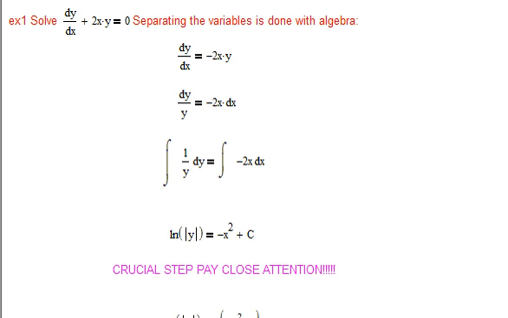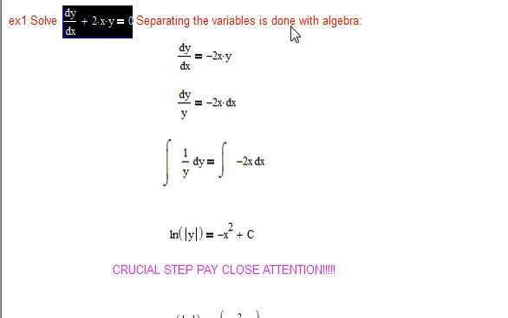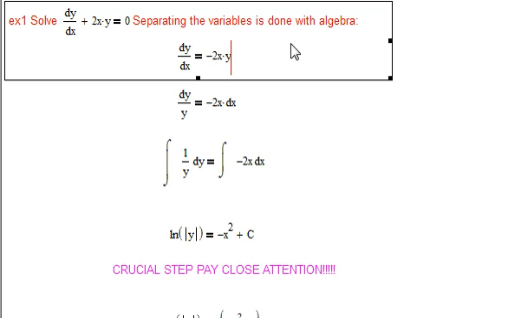Focus. Good. So, here's our linear first order differential equation. Actually, you'll learn in section 7 you could also solve this as a linear first order, but that's beside the point for this one. I'm going to show you how to do this one by separation of variables.